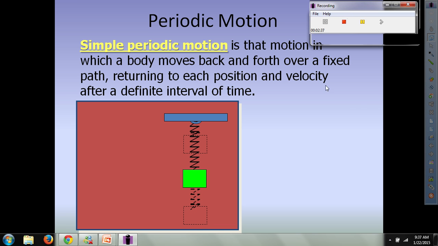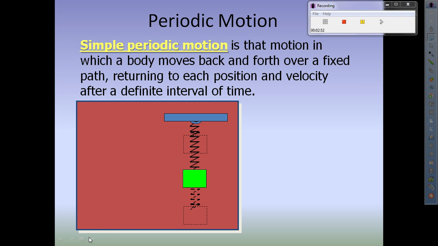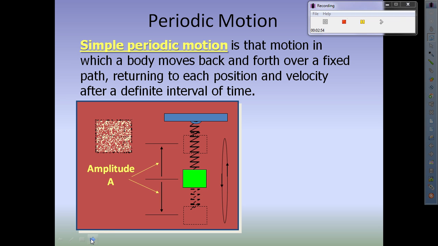So, simple periodic motion is that motion in which a body moves back and forth over a fixed path, returning to each position and velocity after a definite interval of time. So things just move up and down, and we call that periodic motion. The amplitude is the distance from the rest position to the highest displacement. You can have a positive amplitude. You can have a negative amplitude. Simply the direction, not a big deal.